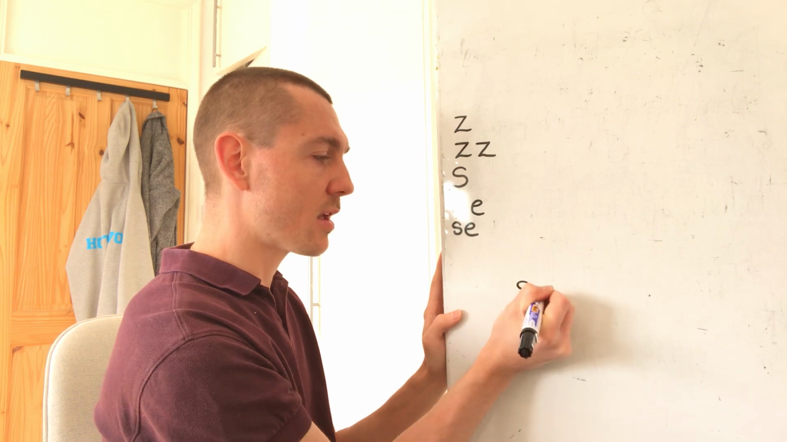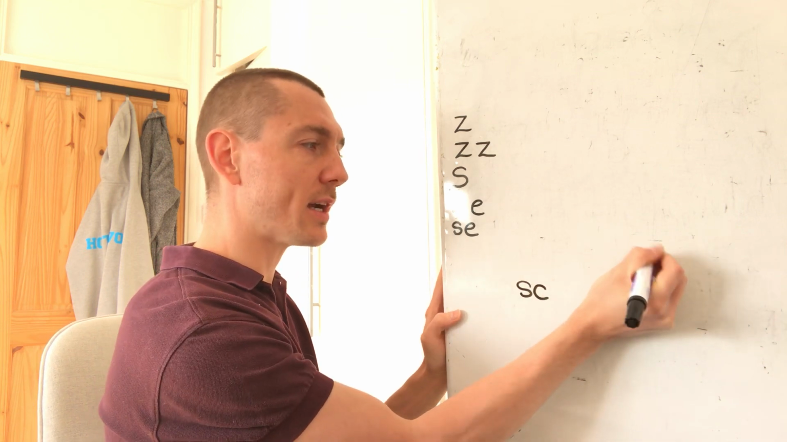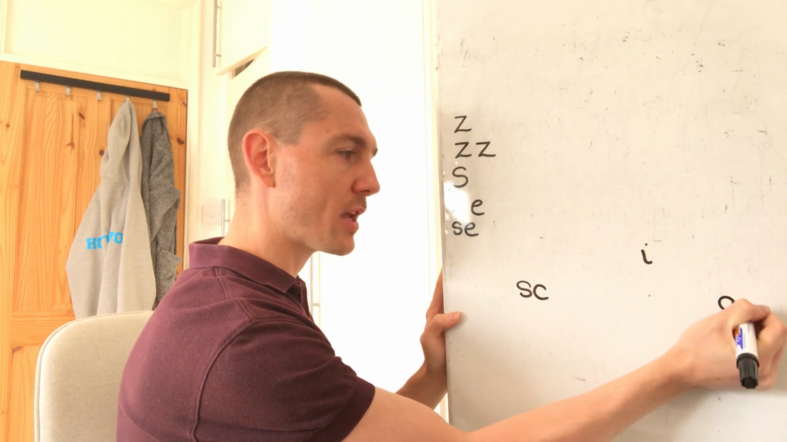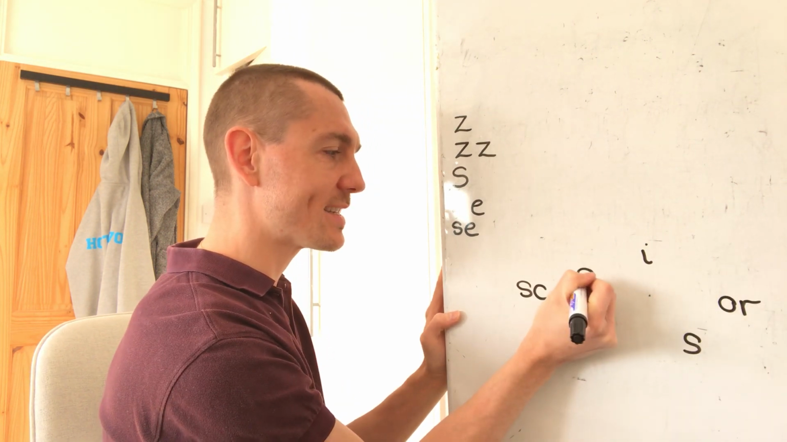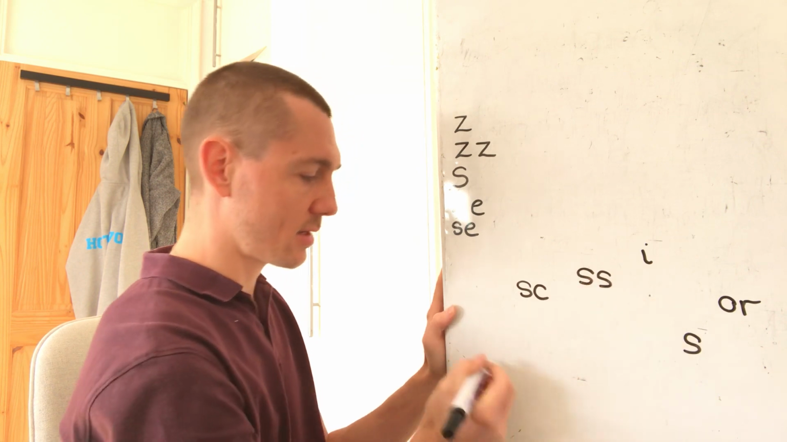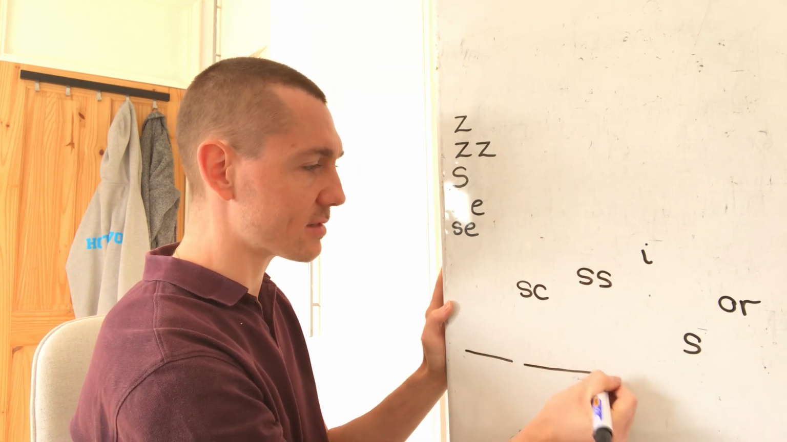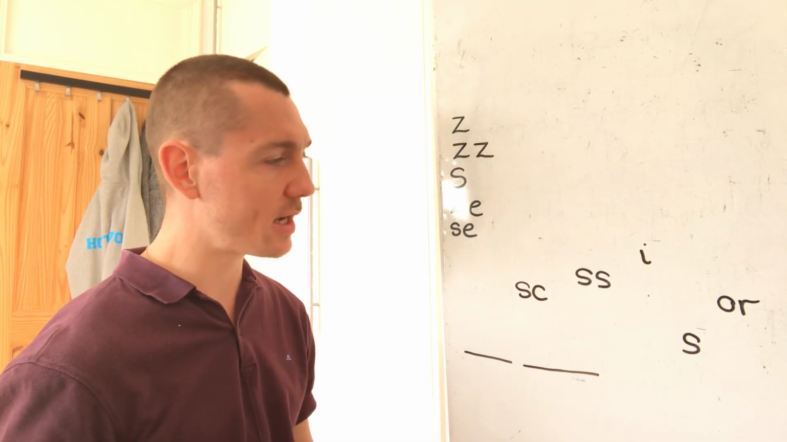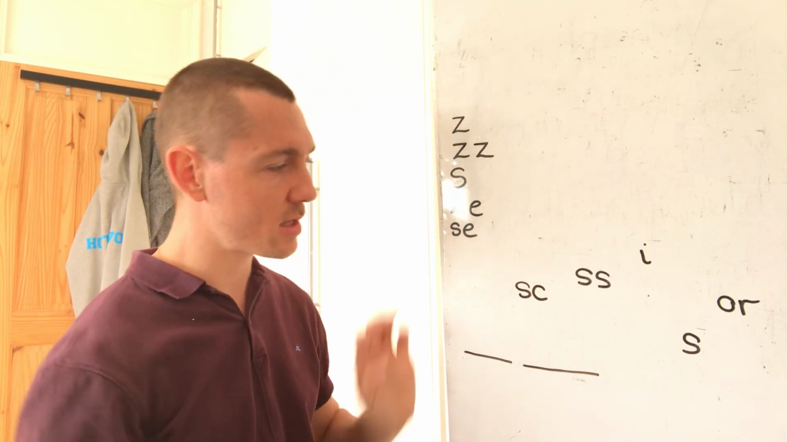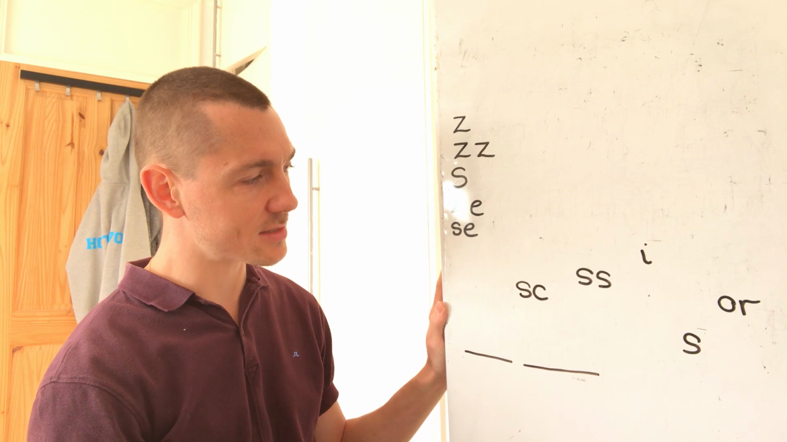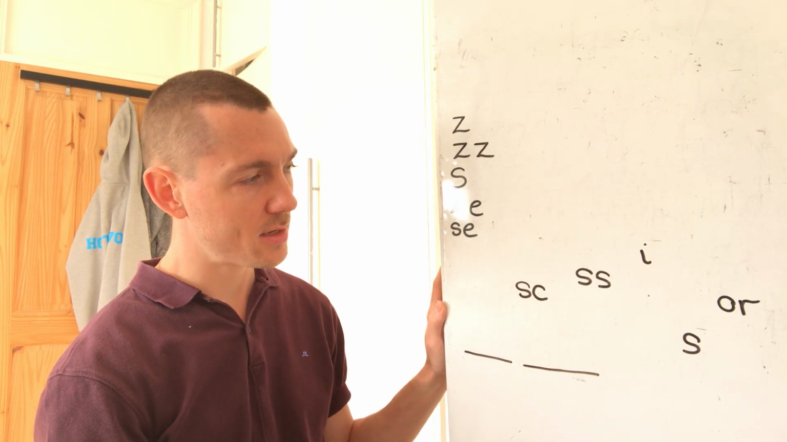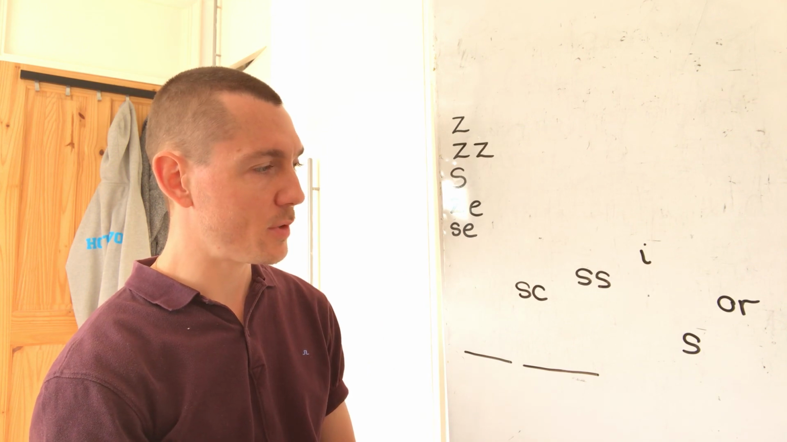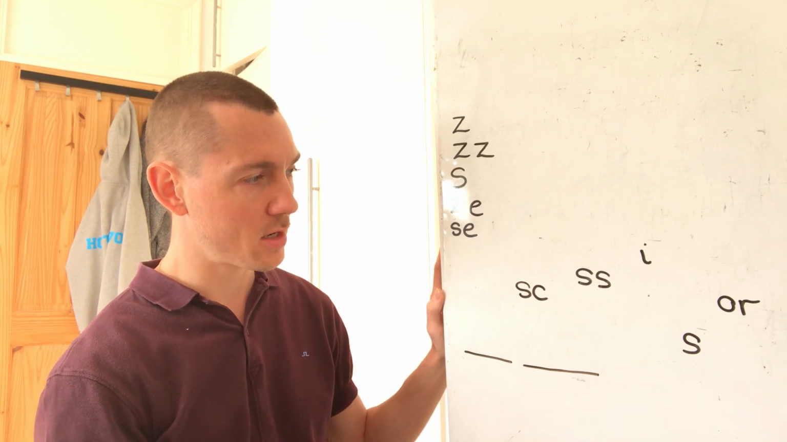This is a two-syllable word now, and these are all of the sounds that you need to build the word scissors. Scissors. So, have a try, and then we'll build together. If something doesn't quite work, move it around and try a different way.